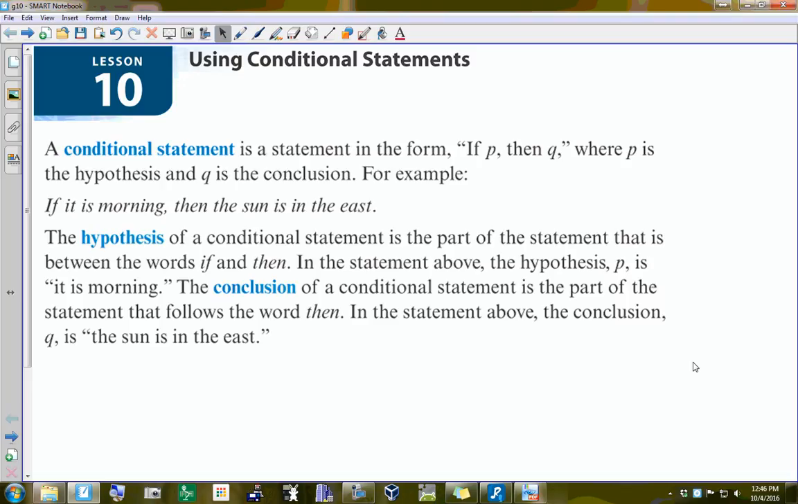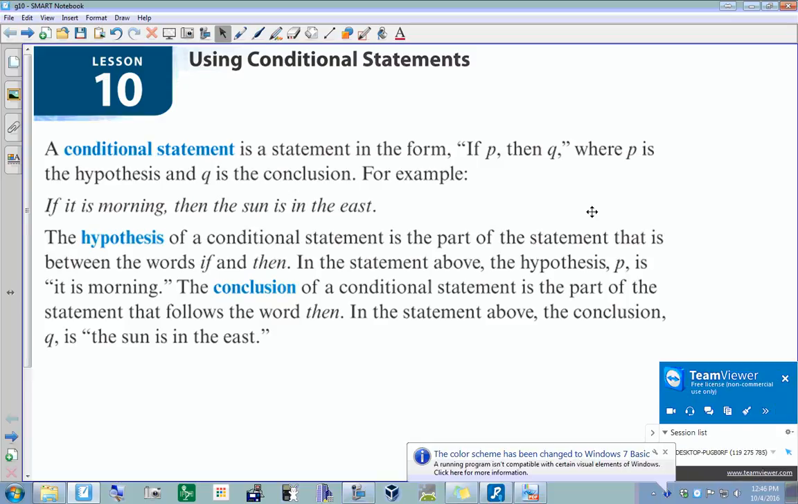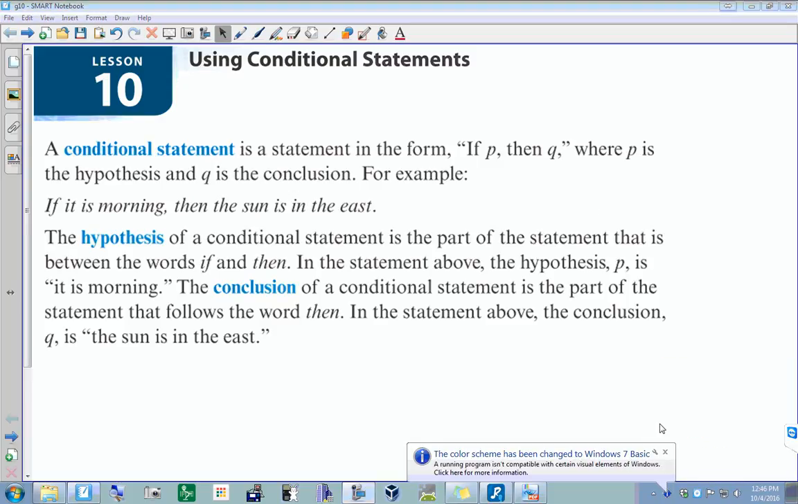Now, if it is morning, then the sun is in the east. Is this true? Yeah. Okay. Now, the thing is here, there's always two parts to this: there's the hypothesis and there's the conclusion. The hypothesis is used for the idea of what are we looking for, what could be possible. The conclusion is exactly what that is. It's a result. It's what happens if.